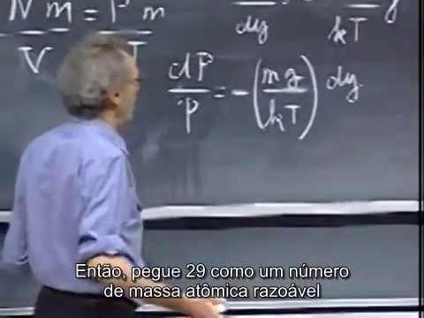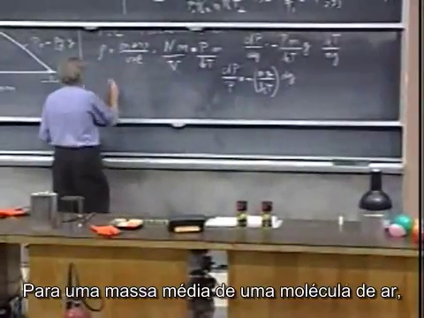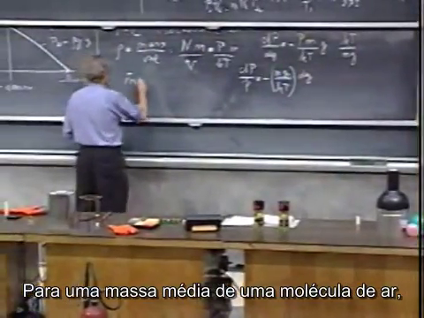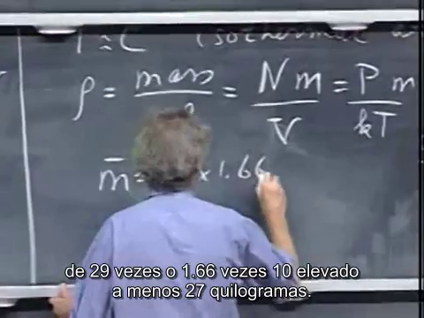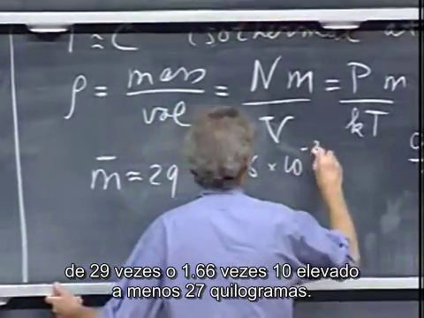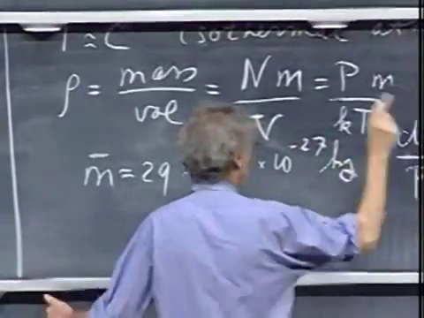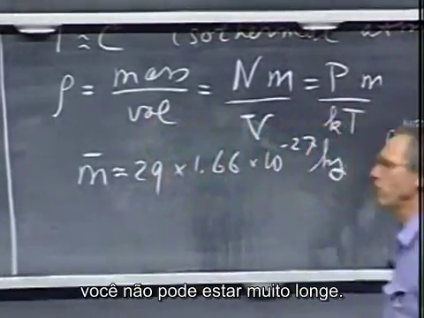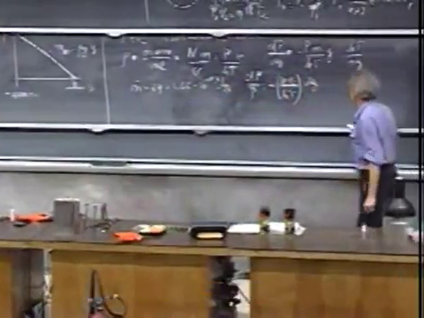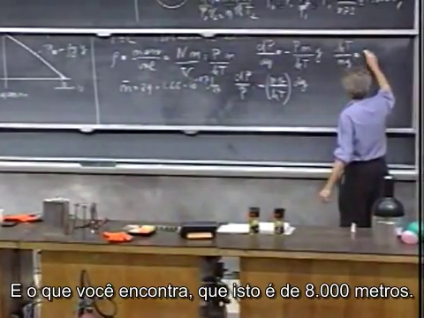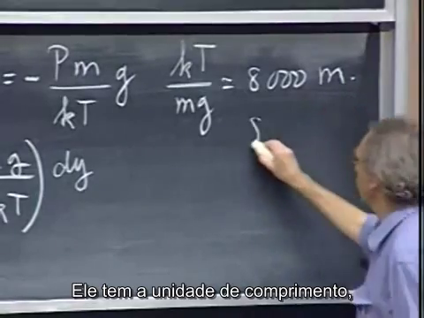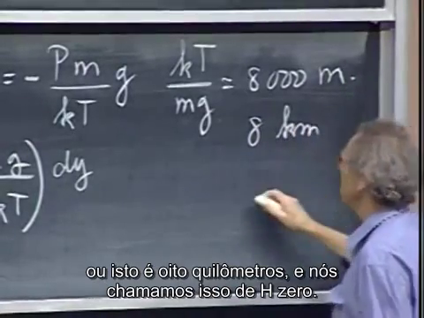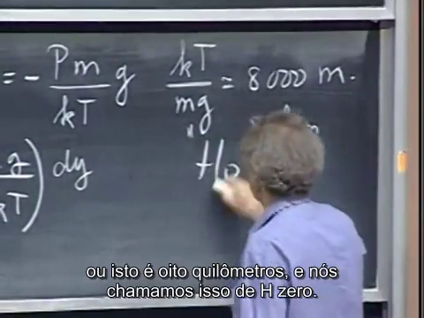as a reasonable atomic mass number for a mean mass of an air molecule, and so you'll get that it is roughly 29 times the 1.66 times 10 to the minus 27 kilograms. And you stick that in that equation, you can't be too far off. And what you find is 8,000 meters, which has the unit length, or it is 8 kilometers. And we call this H0.